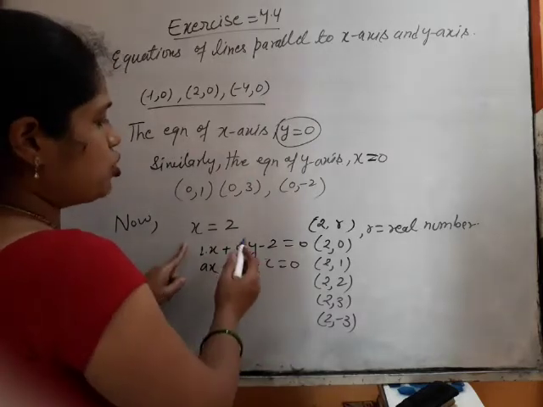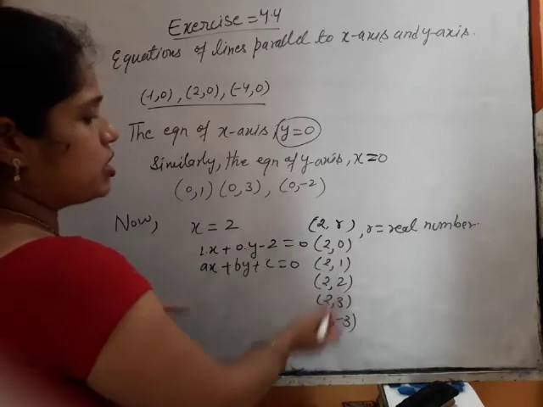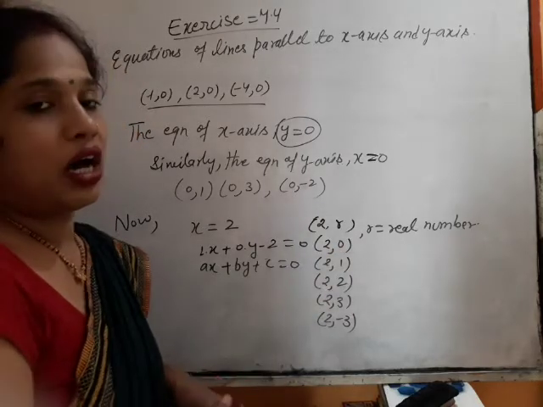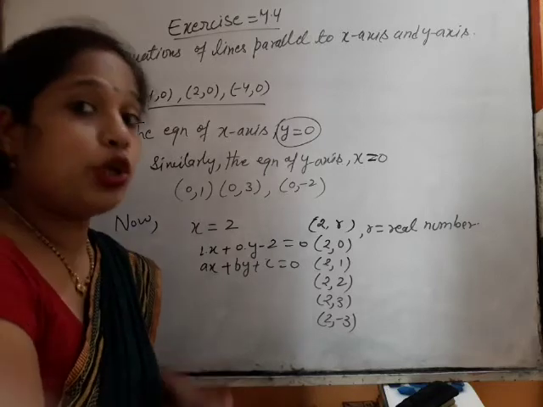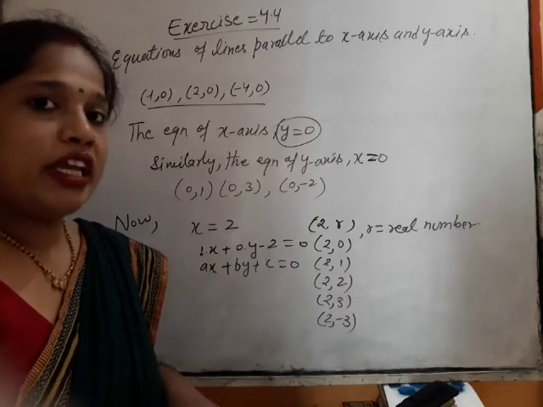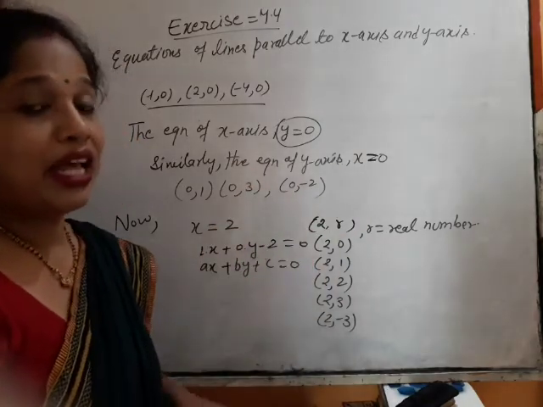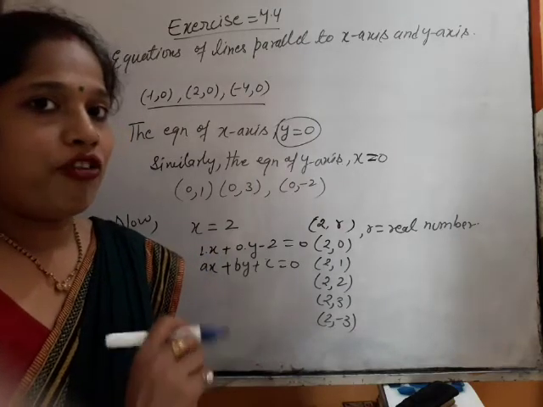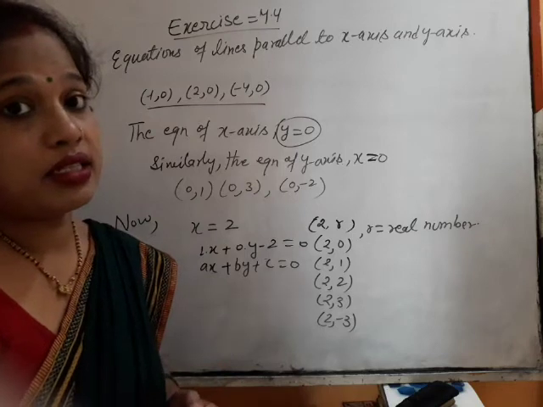So x equals 2, if we consider it as a linear equation in two variables, all these will be the values of the solutions of this equation. If we plot these coordinates, the line we get will be parallel to the y-axis.